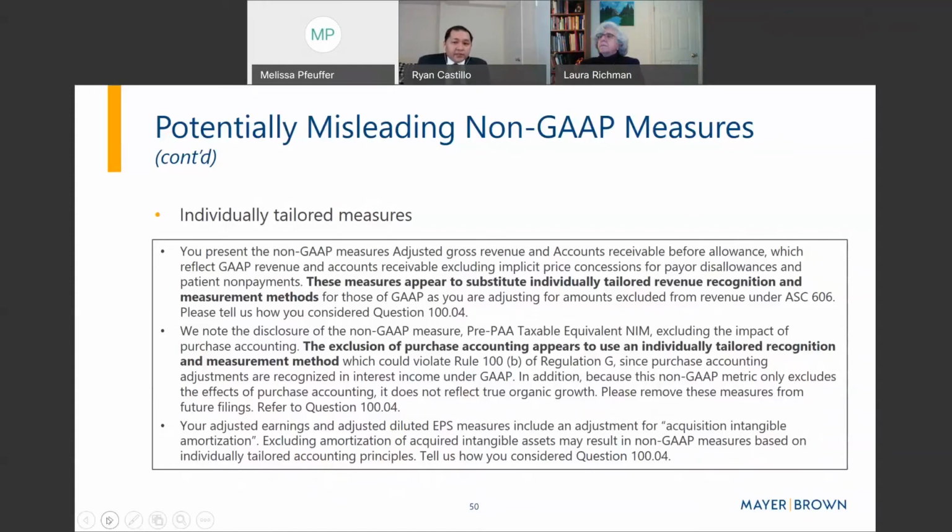Non-GAAP measures that substitute GAAP with individually tailored revenue recognition and measurement methods could violate Regulation G for being misleading. There is SEC guidance that presenting a non-GAAP performance measure adjusted to accelerate revenue, recognized ratably over time, as though it earned revenue when customers are billed could be misleading. And whether something is an individually tailored measure involves a fact-specific analysis, so it's better to involve your accountants when you make that determination.